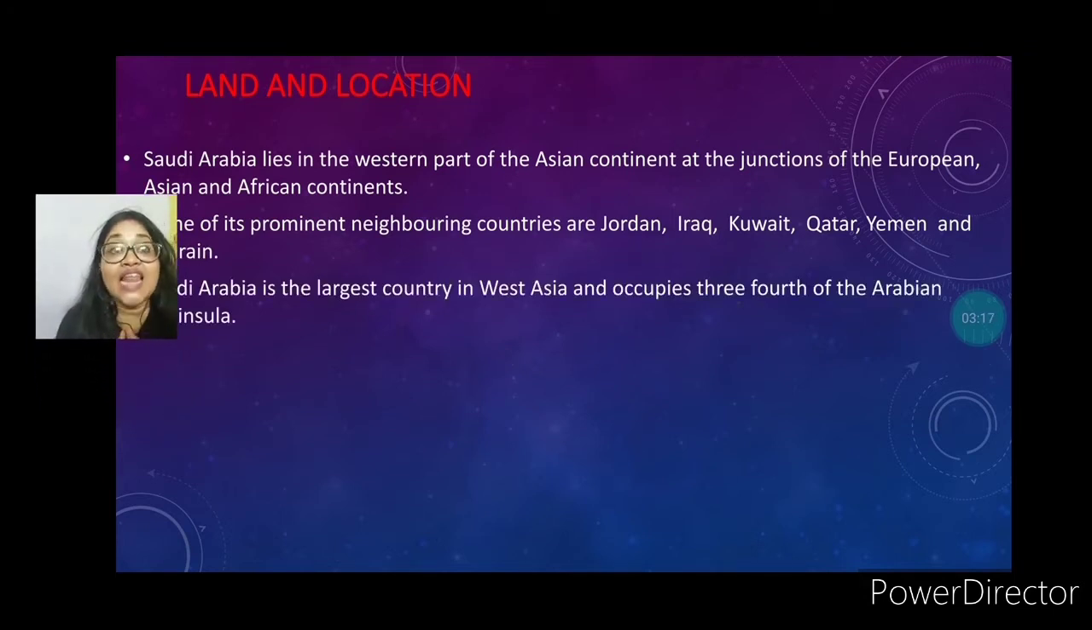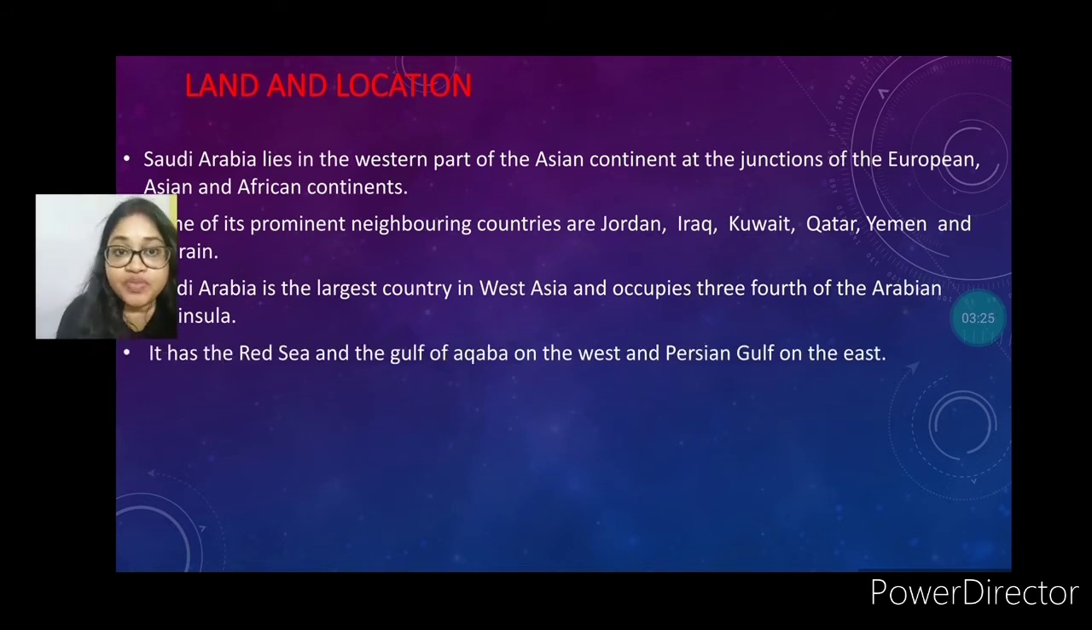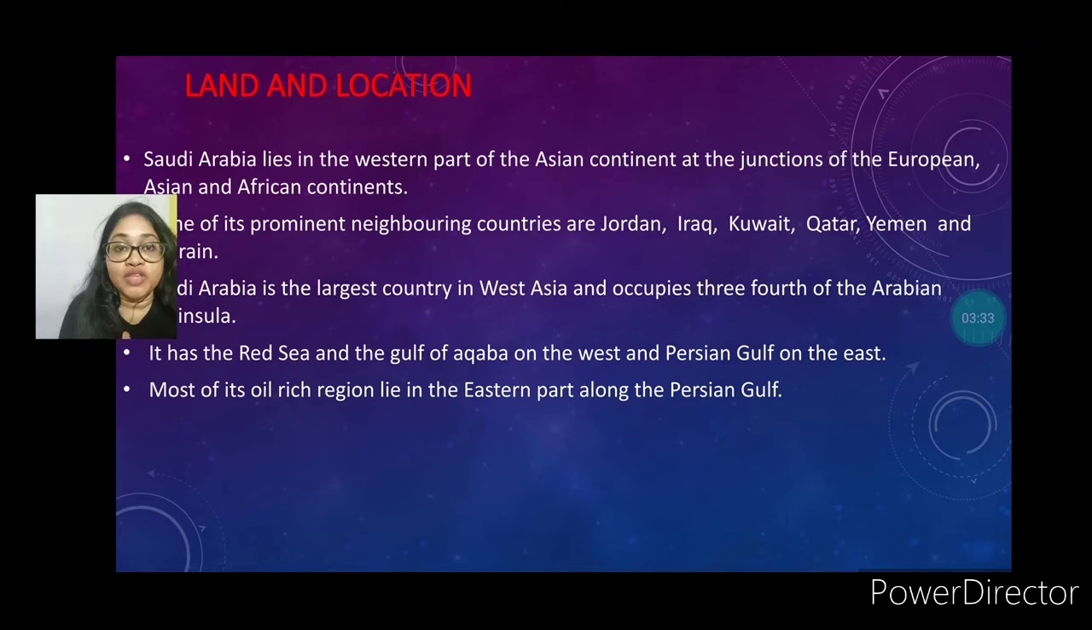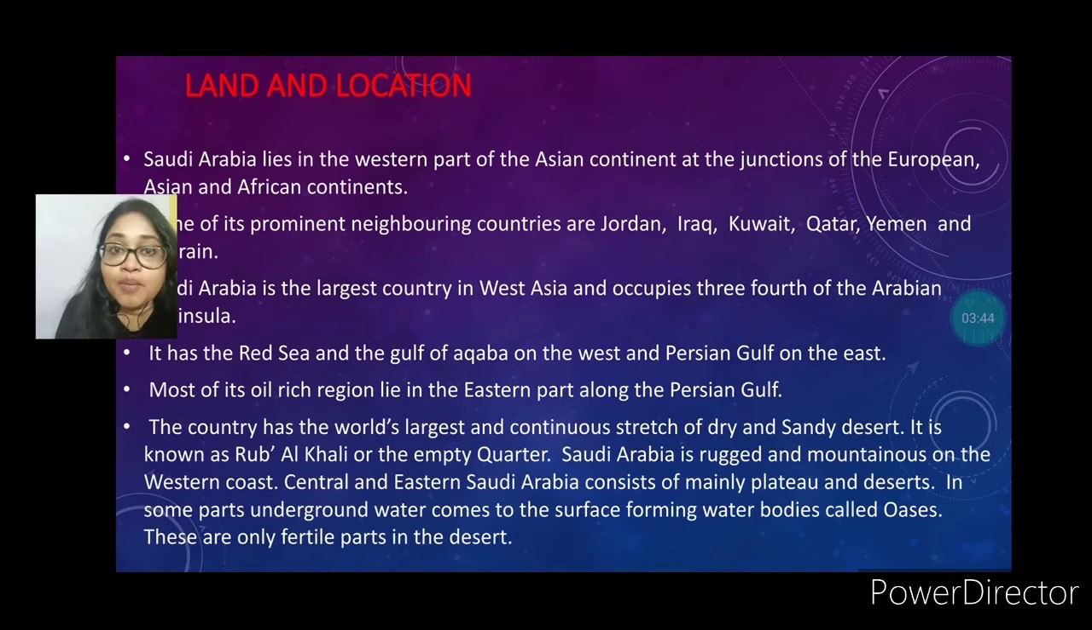Saudi Arabia is the largest country in West Asia, and it occupies 3/4 of the Arabian Peninsula. It has the Red Sea and the Gulf of Aqaba on the west and the Persian Gulf on the east. The most important thing here is oil. All the oil rich regions lie in the eastern part along the Persian Gulf. The country has the world's largest continuous stretch of dry and sandy desert, known as Rub al Khali.